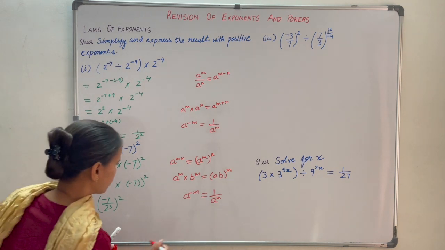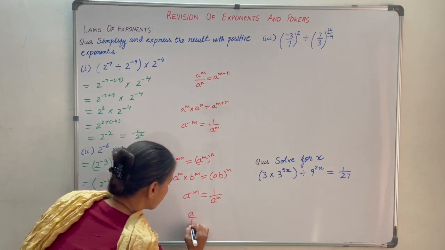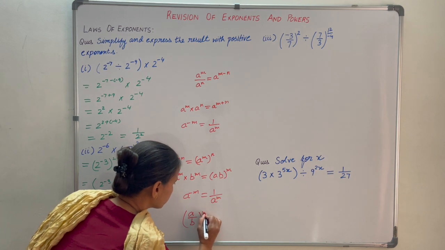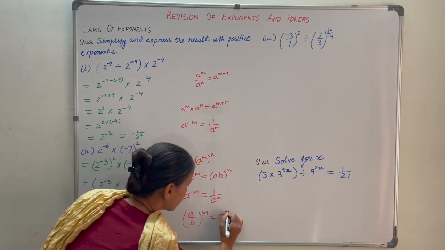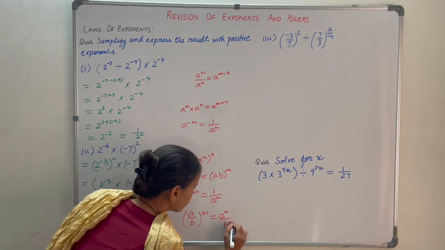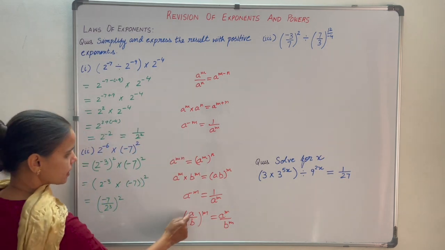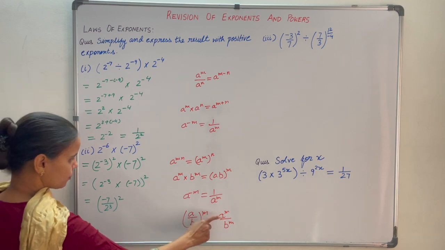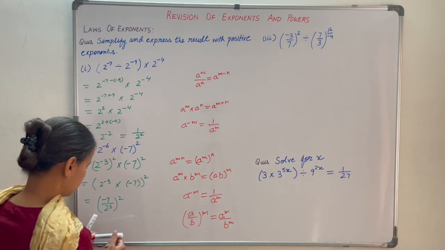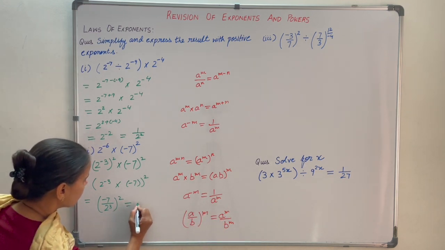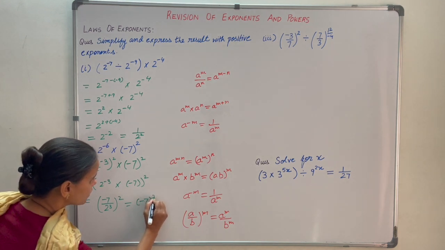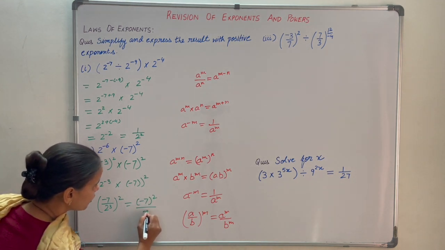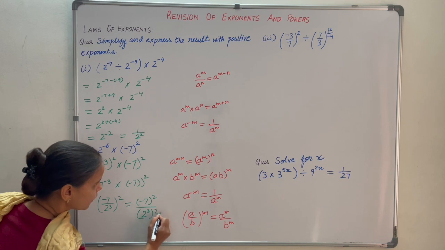(a/b) whole raised to the power m is equal to a raised to the power m upon b raised to the power m. So your a here is minus 7, b is 2 raised to the power 3, m is 2. So I am going to rewrite it like this. That is equal to (minus 7) whole square upon (2 raised to the power 3) whole square.